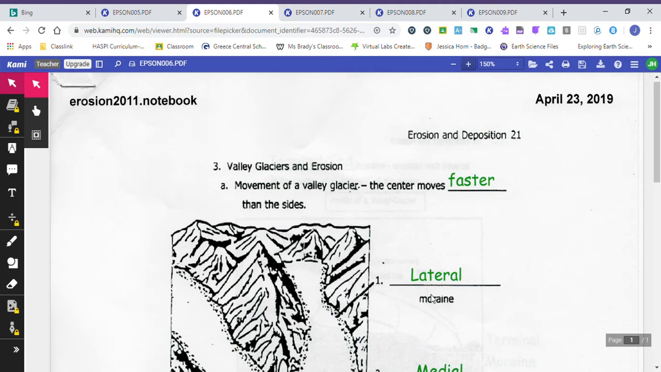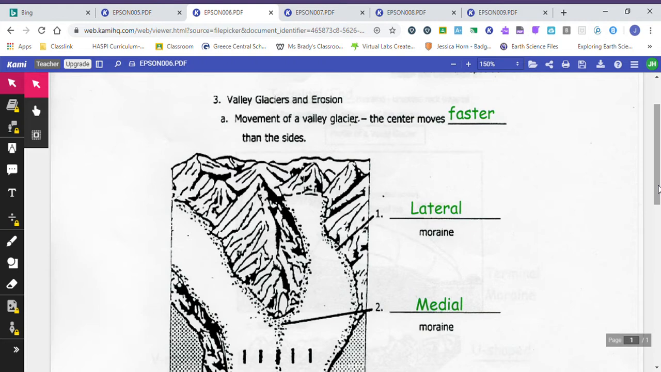And the ice that is in the center, so if I look down here, here's the sides, and then ice in the center, that's going to move faster than the ice on the sides, which totally relates to our stream erosion idea. When we talked about streams, they moved slower on the sides and faster in the middle if it was a straight stream. If it was a stream that had a meander or a curve in it, then we had some different rules there.